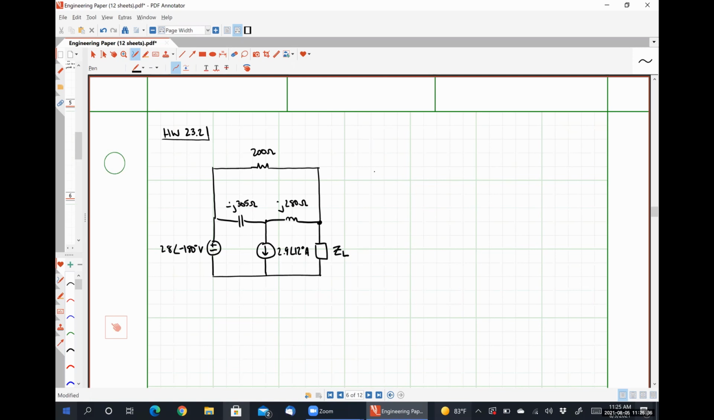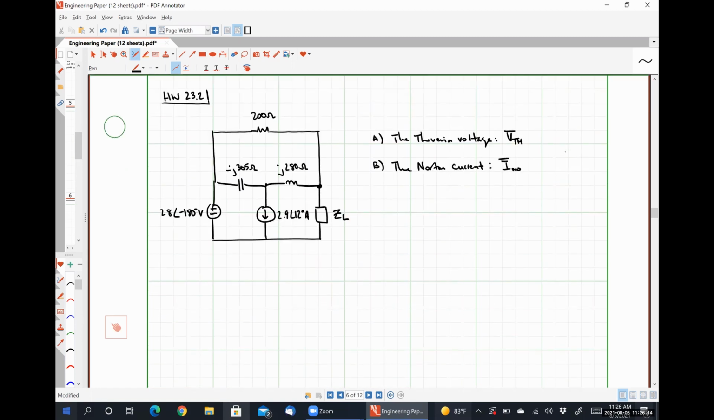Okay. And what we are asked to do is find the following quantities. Thevenin voltage. So that would be VTH as a phasor quantity. Part B, we were asked to find Norton current. That would be I Norton, also a phasor quantity. The Thevenin impedance.